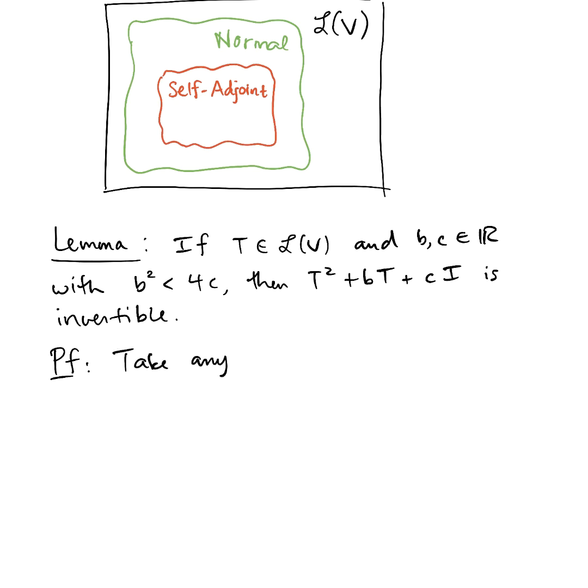Just take any v not equal to 0 in V. So I suppose this proof doesn't work if there is no such vector. But let's assume there's a non-zero vector in V. Otherwise, V is the most boring inner product space there is, the one with just the zero vector in it. Okay, so start with any non-zero vector.